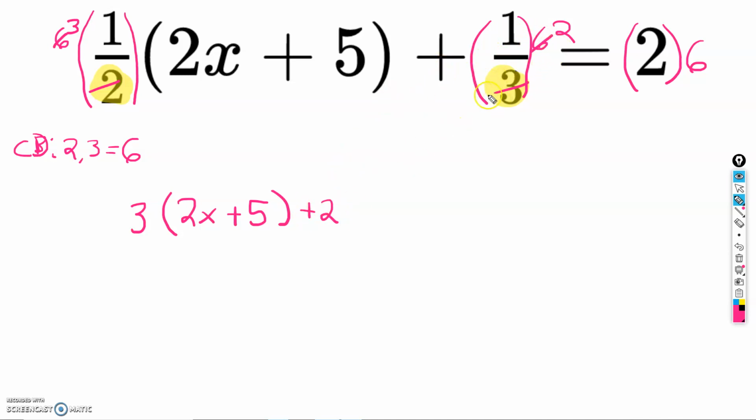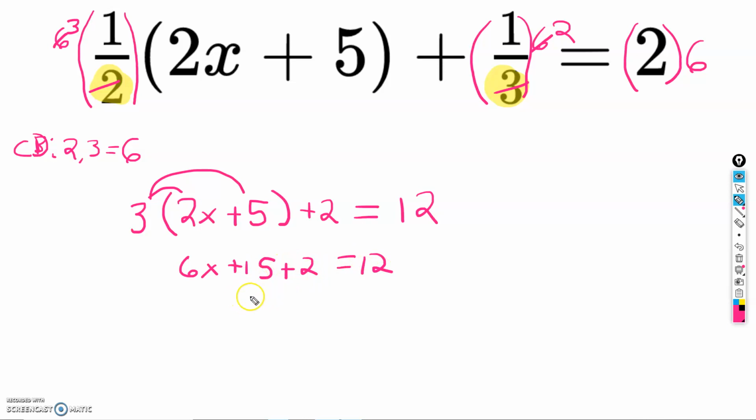Because we cleared our denominators, no more fractions. And now 2 times 6 gives us the 12. Alright, now we can just go through, distribute and solve, and we got rid of all the terrible fraction stuff. So 3 times 2x, this will give us a 6x. 3 times positive 5, this will give us a positive 15. Add our 2 equals 12.